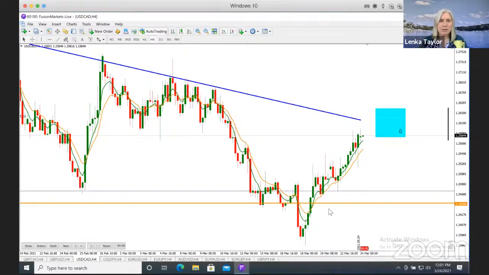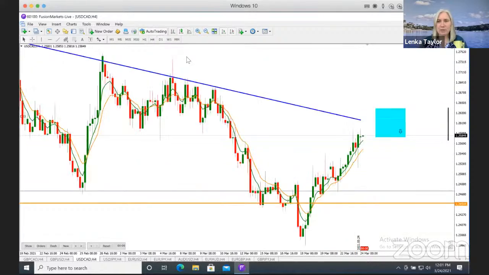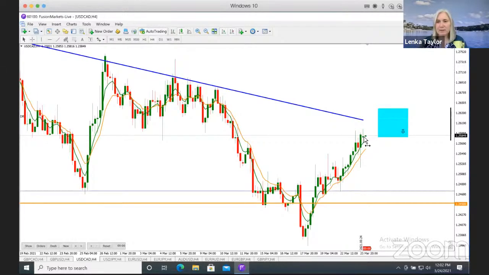Next chart is USD Cad. So that one is going up towards that trend line. On the daily, it's sort of just at the top there. So that might still be a good opportunity for a short. So yeah, any sort of reversal around that area would be great for a short there.